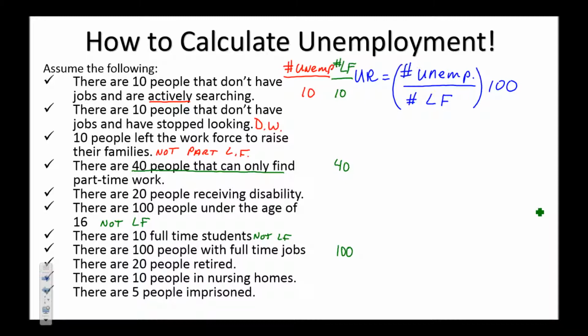All right, so let's calculate our numbers now. We have 10 people unemployed divided by the labor force. 140 plus 10 is 150, times 100. And what does that give us? I have to calculate it. 10 divided by 150 times 100. All right, it is 6.67%.